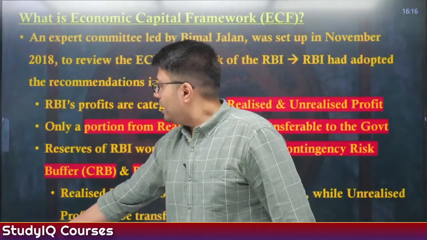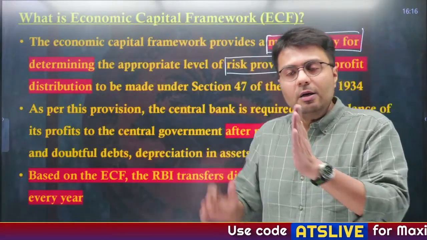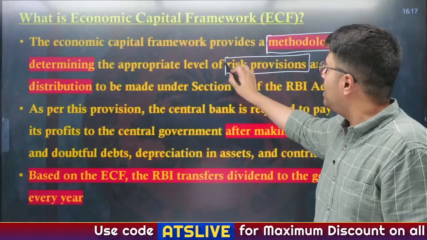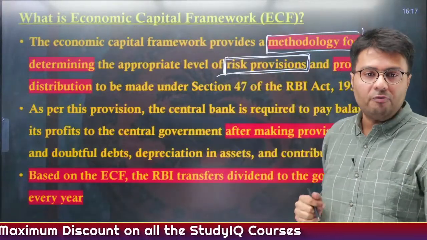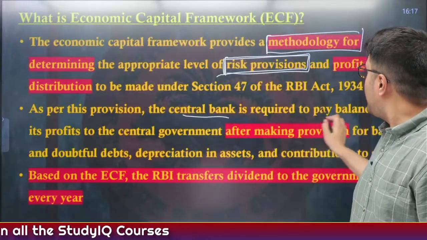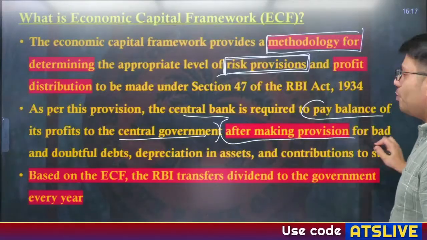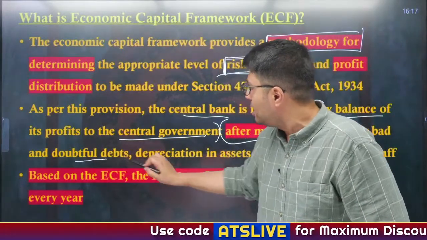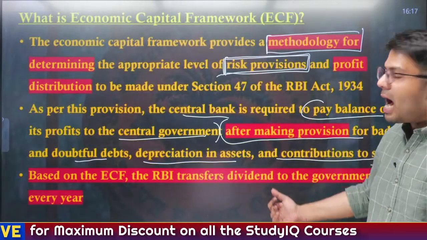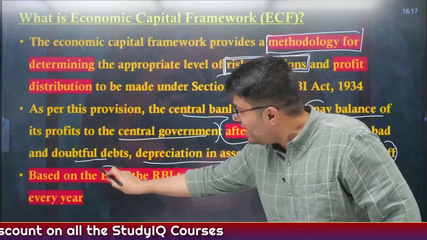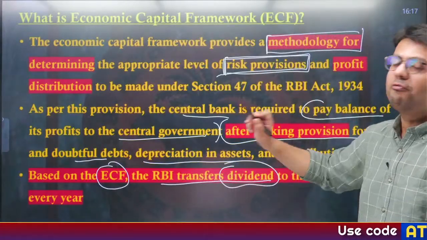Now we were talking about the economic capital framework. Understood? So the economic capital framework is basically the formula which decides how much money RBI should keep aside for its risk provisions, and the rest of the money RBI should send to the government. And as per this provision, the central bank is required to pay the balance of its profits to the central government only after making provisions for bad and doubtful debts in future, depreciation in its assets, and contribution to its staff. So this is how RBI transfers money to the government, and therefore ECF tells us how much money RBI transfers as dividend to the government every year.